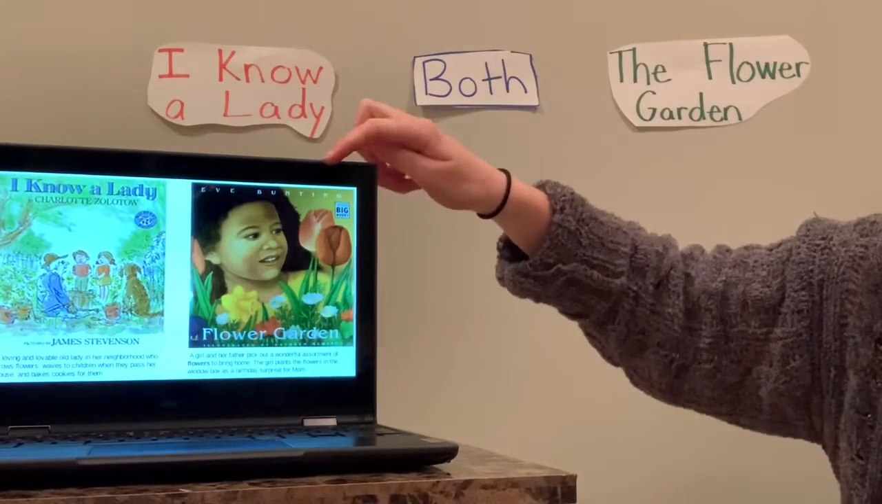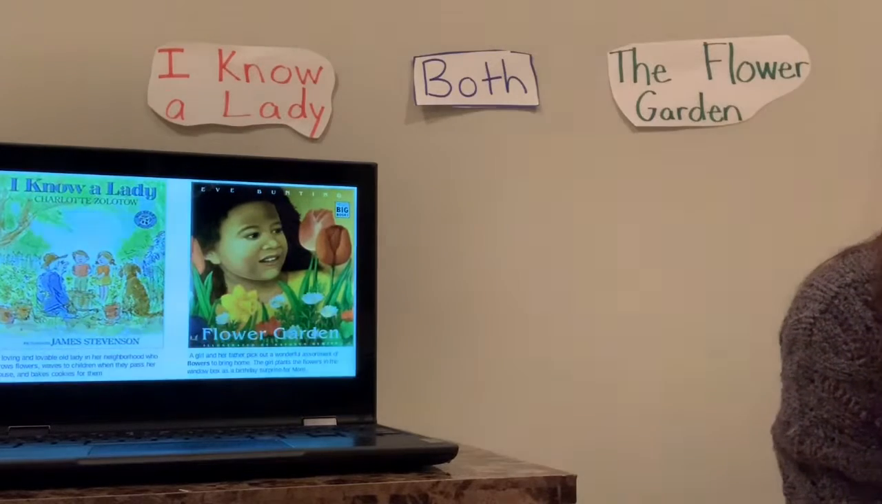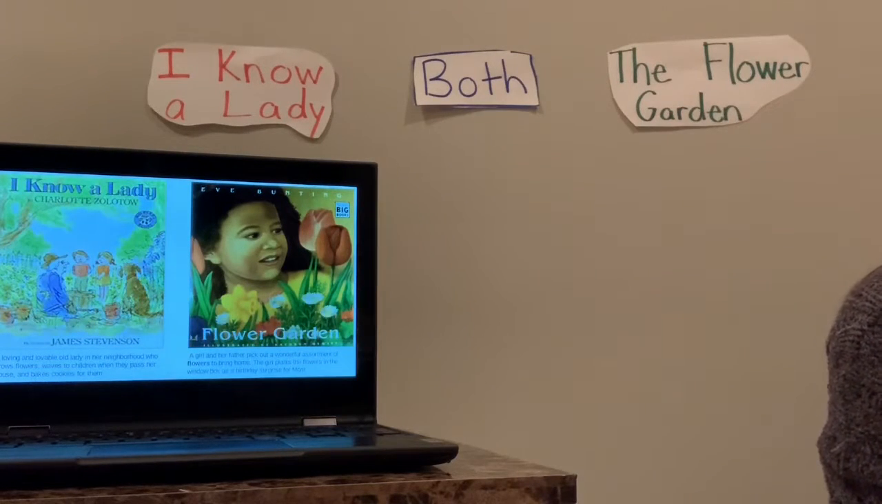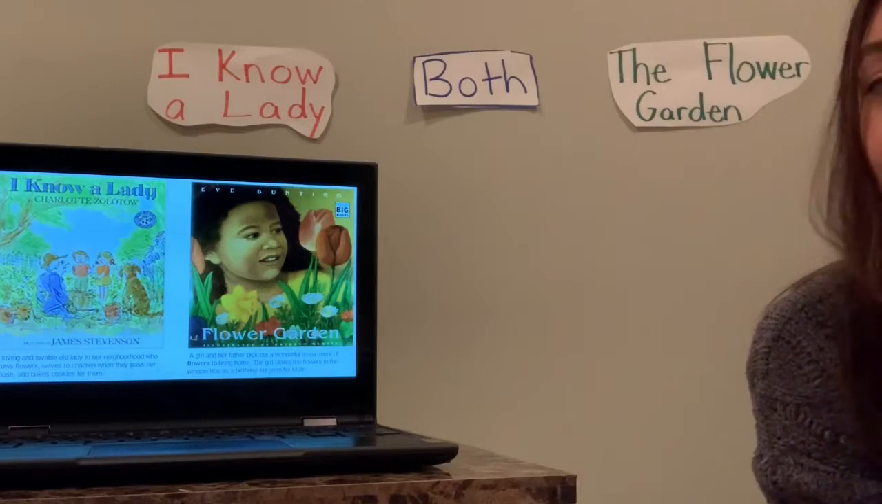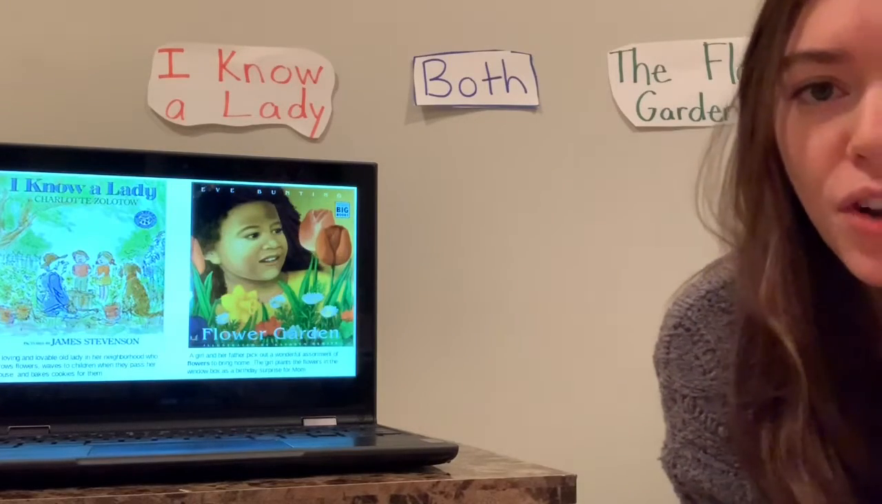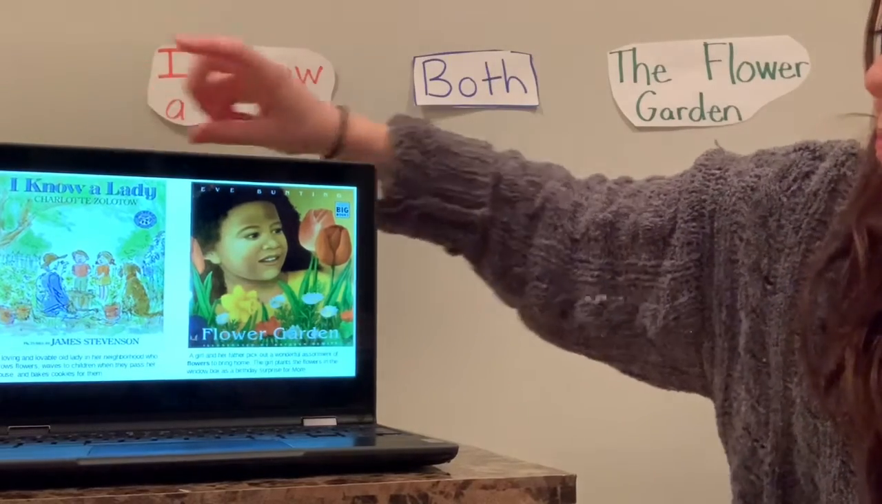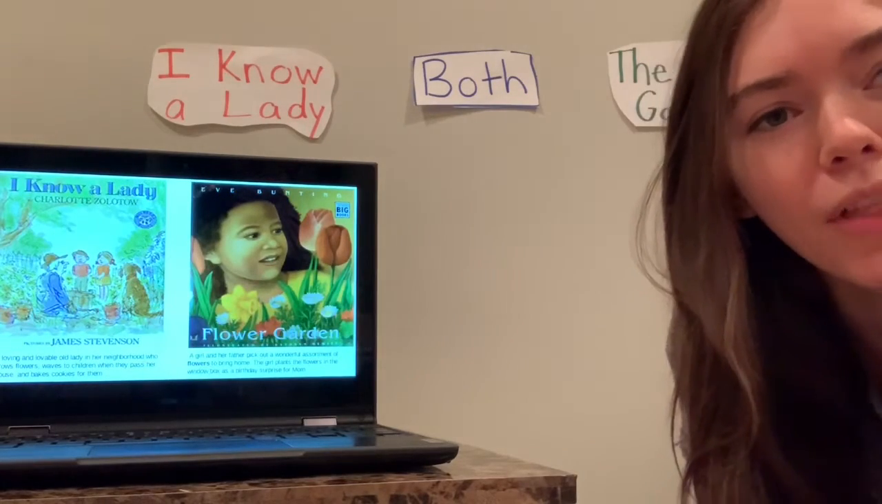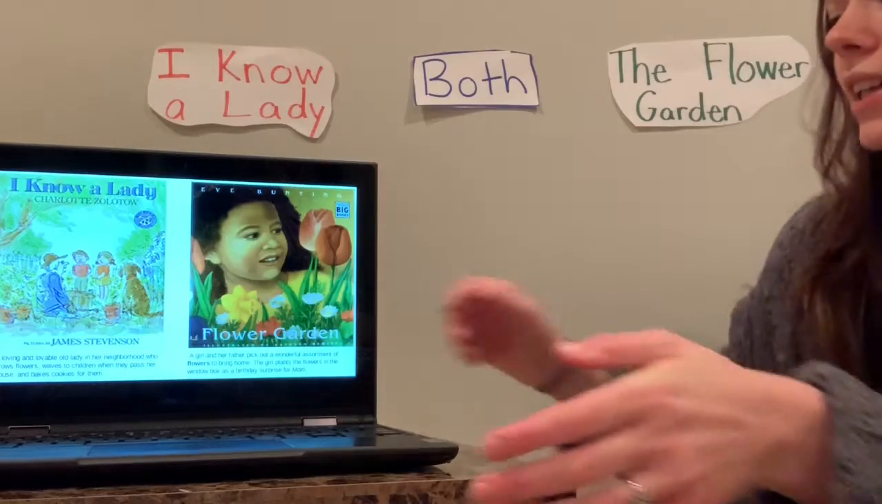In this story here, we have a girl and her father pick out a wonderful assortment of flowers to bring home. The girl plants the flowers in a window box as a birthday surprise for her mom. So we're going to talk about the old lady and the young girl from these two books and talk about how they are alike. All right, so let's get started.